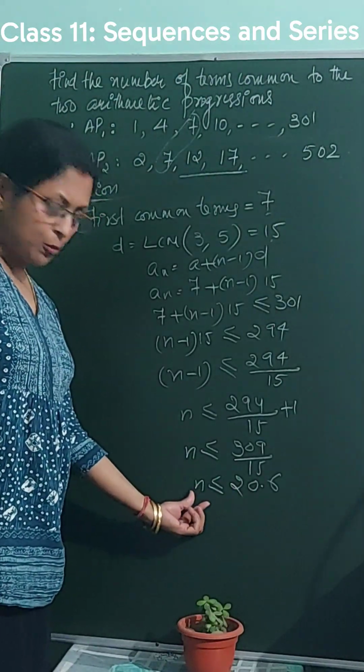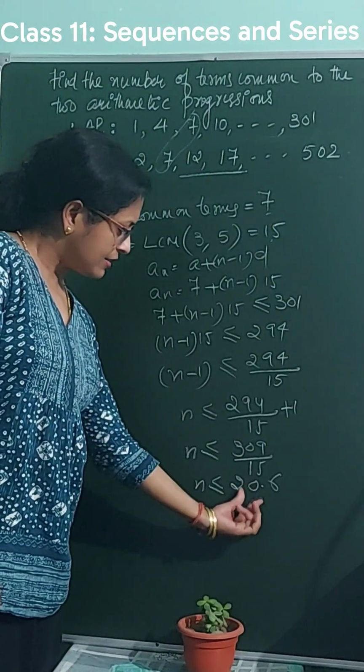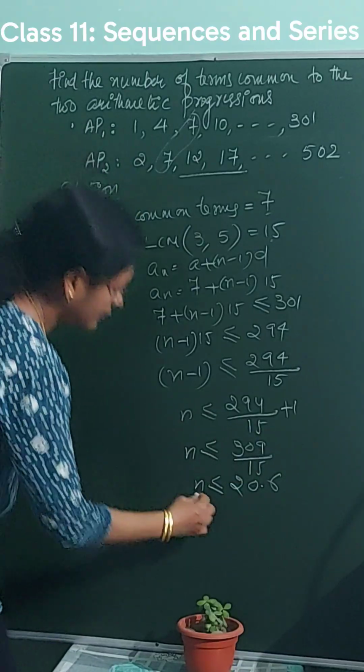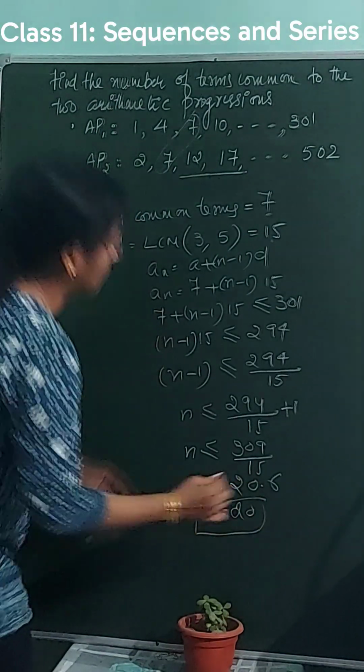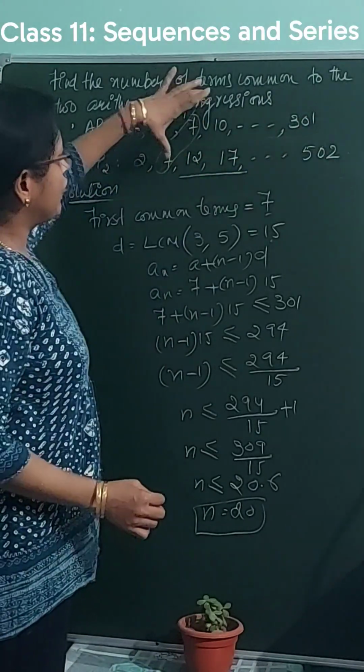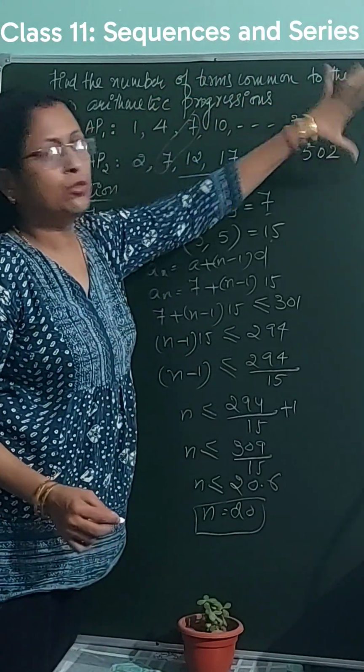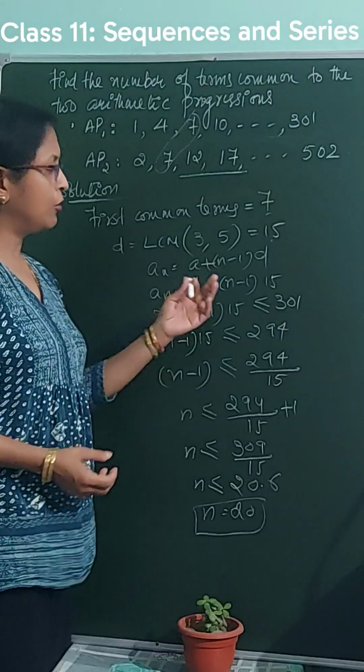The number of terms should be an integer, and the integer less than 20.6 will be n equal to 20. Which means if we complete these two APs, there will be 20 terms common to both of them. I hope you understood.